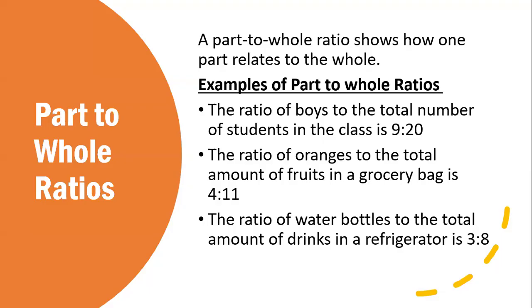So if you want to write girls to the total number of students in the class, it would be what? It would be 11 to 20. All right, so that's what that would be. Good. So all we did was subtract 20 minus 9, and that gives us 11. That's how we get the girls.